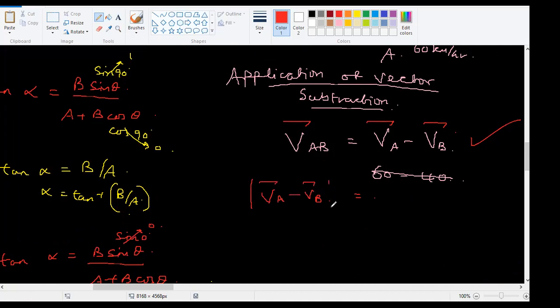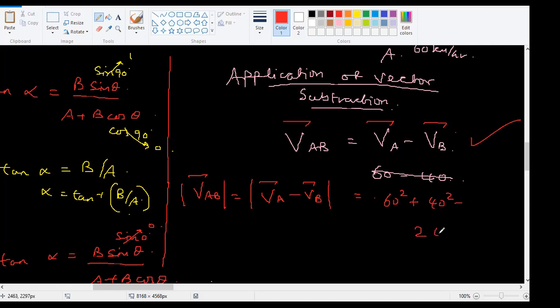So how do I write the magnitude? Write the entire thing and then write it like this, or if you want you can write it as A squared plus B squared, right? So 60 square plus 40 square minus 2AB cos 60. Cos 60 is 1 by 2, so this 2 will cancel. What is left is 60 squared plus 40 squared minus 60 into 40.